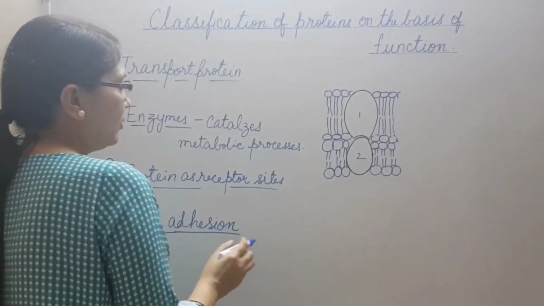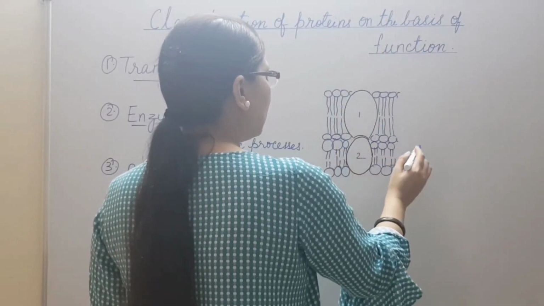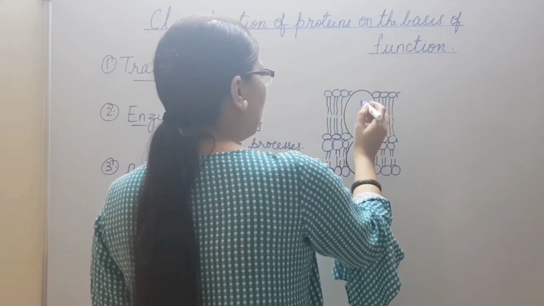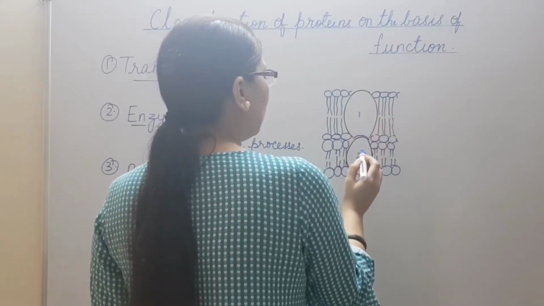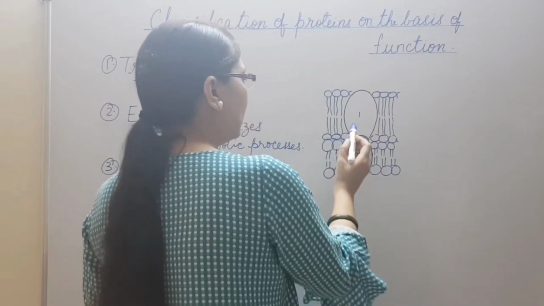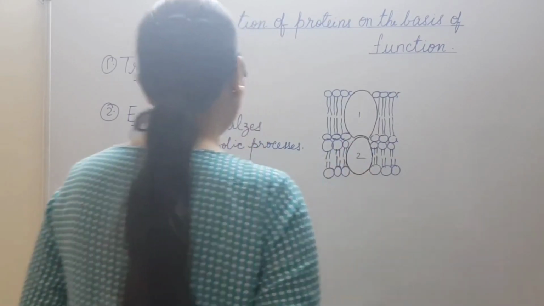Fourth is cell adhesion. Adjacent cells are adhered at the intercellular junction by the adherence of membrane proteins that are present in the adjacent cells. This is the membrane protein of the first cell and this is the second cell.